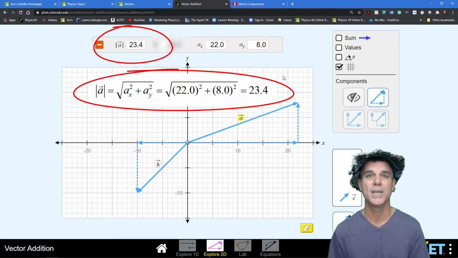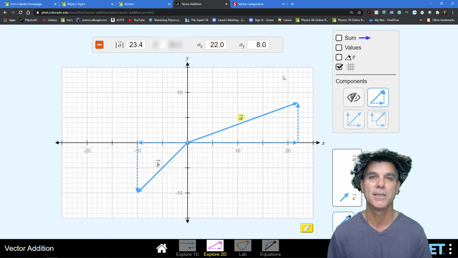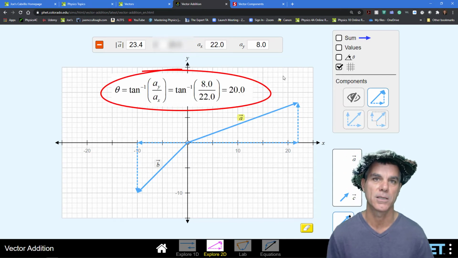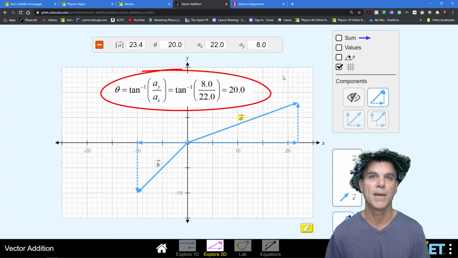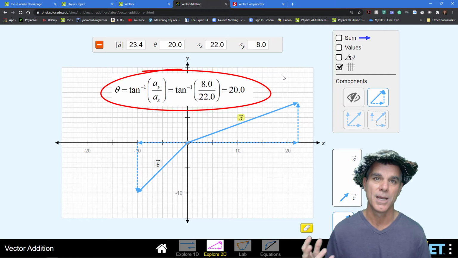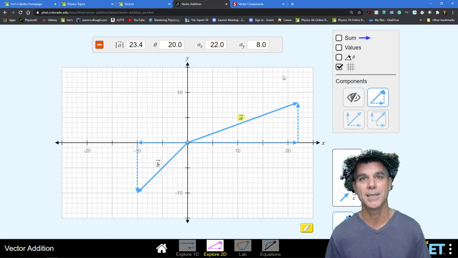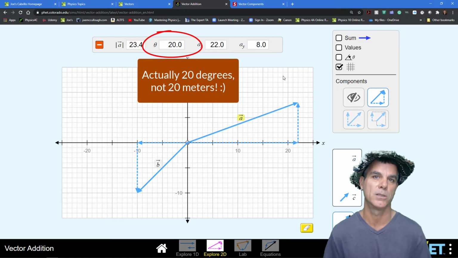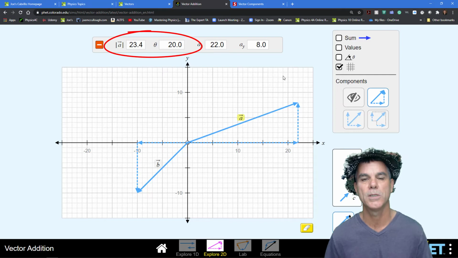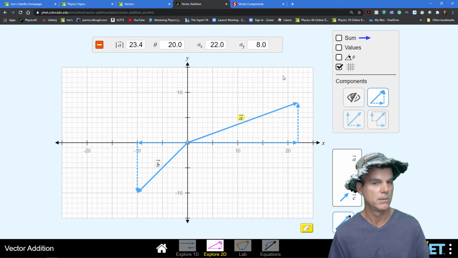If I want to know what is the direction of this position vector, or what is the angle, I'm going to take the inverse tangent of the y component divided by the x component. In this case, my y component is 8 meters, x component is 22 meters. I take the inverse tangent of 8 divided by 22, and what we get is 20 degrees. So this particular position vector, my magnitude is 23.4 meters, my angle is 20 degrees.